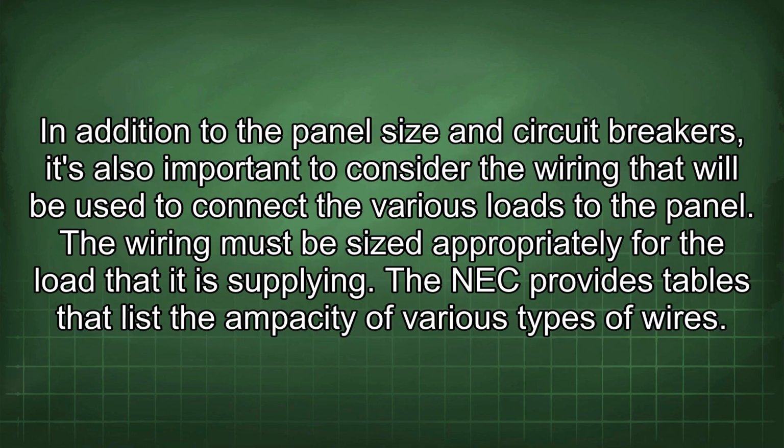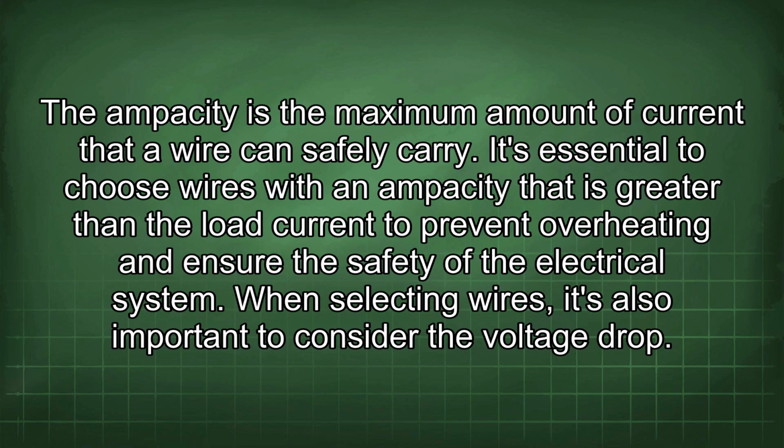In addition to the panel size and circuit breakers, it's also important to consider the wiring that will be used to connect the various loads to the panel. The wiring must be sized appropriately for the load that it is supplying. The NEC provides tables that list the ampacity of various types of wires. The ampacity is the maximum amount of current that a wire can safely carry. It's essential to choose wires with an ampacity that is greater than the load current to prevent overheating and ensure the safety of the electrical system.